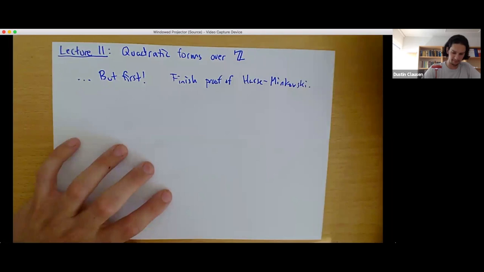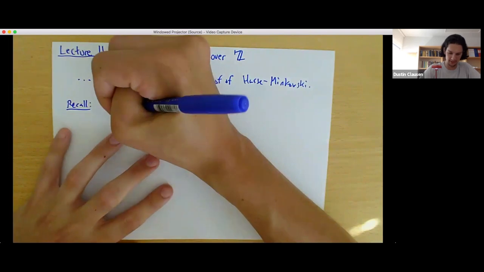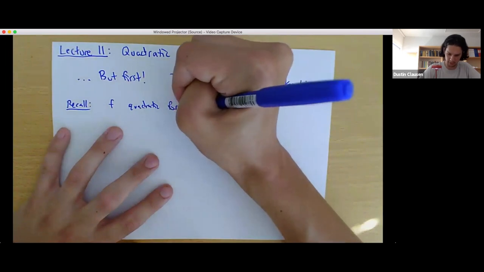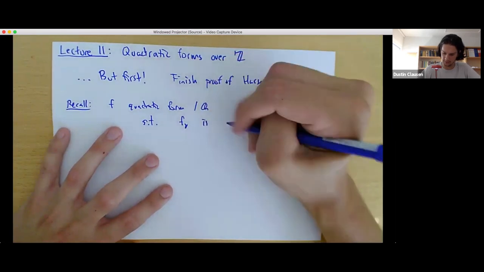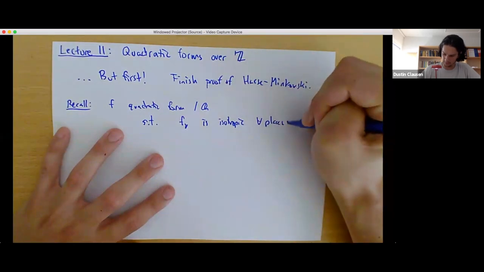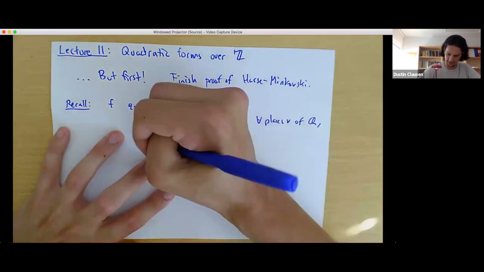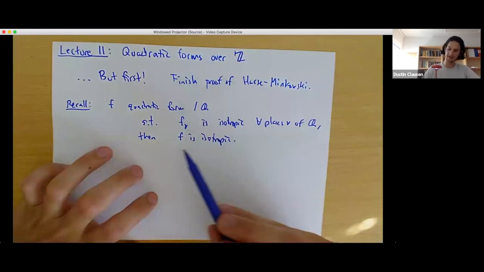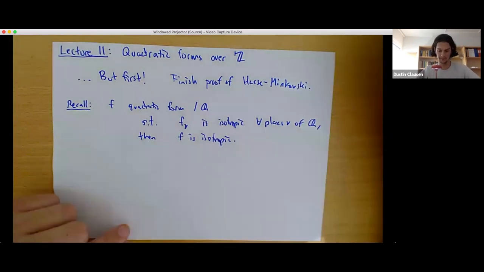Well, so let me recall what we were in the middle of doing. The statement of Hasse-Minkowski is that if F is a quadratic form over Q such that F nu is isotropic for all places nu of Q, then F is isotropic. So if you've got a non-trivial zero in the p-adics for all primes p and in the real numbers, then you've got a non-trivial zero in the rational numbers.